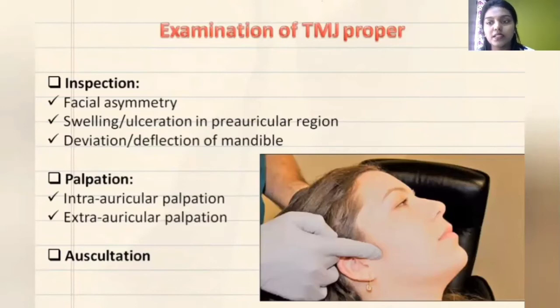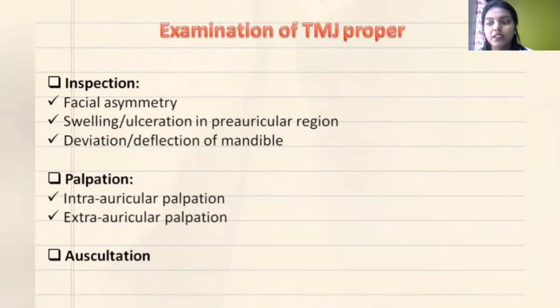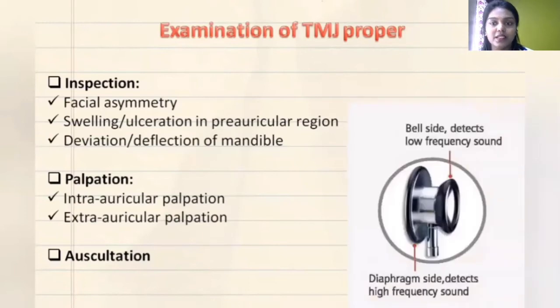Now to auscultate the TMJ. For auscultating, the bell end of the stethoscope is placed anterior to the tragus of the ear. Most commonly heard joint sounds are clicking sounds, popping sounds, and crepitus. So this bell side of the stethoscope has to be placed.